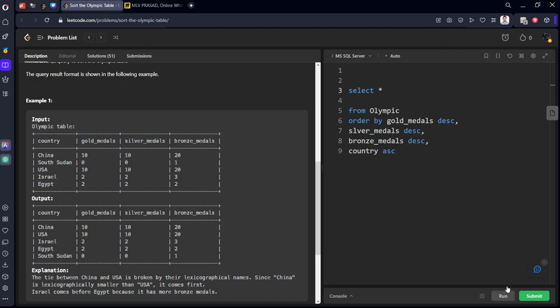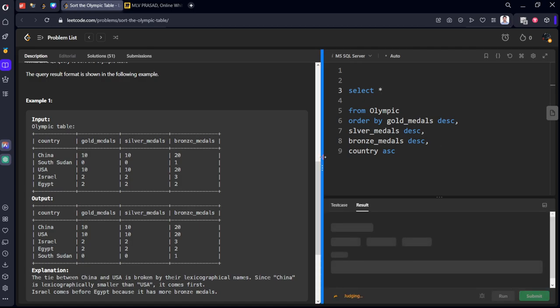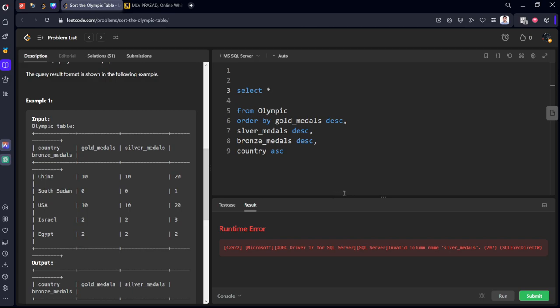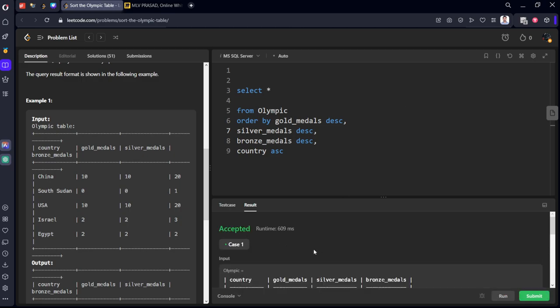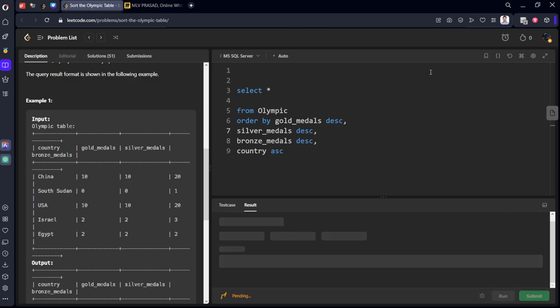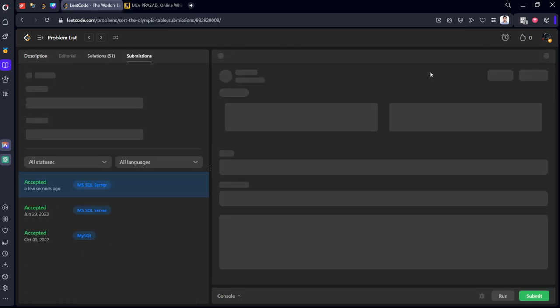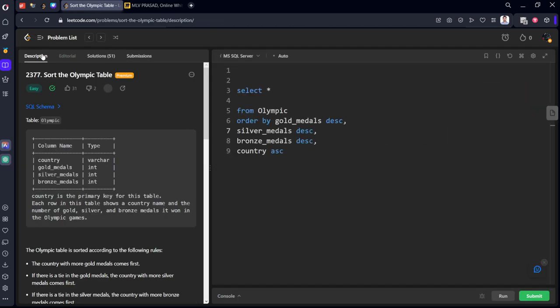So let's run it. Okay, it should be silver. It got accepted. Let's submit it. Yeah, all the test cases have been successfully passed.